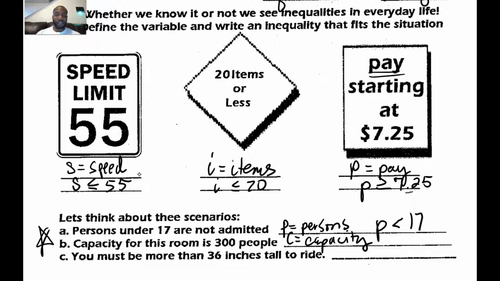And then capacity for this room is 300. So you can have 300 people, but that's the limit. So it has to be, C is going to be less than or equal to 300.